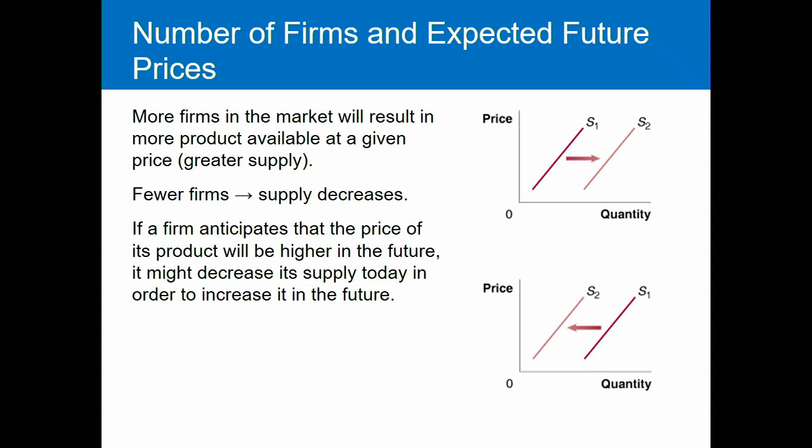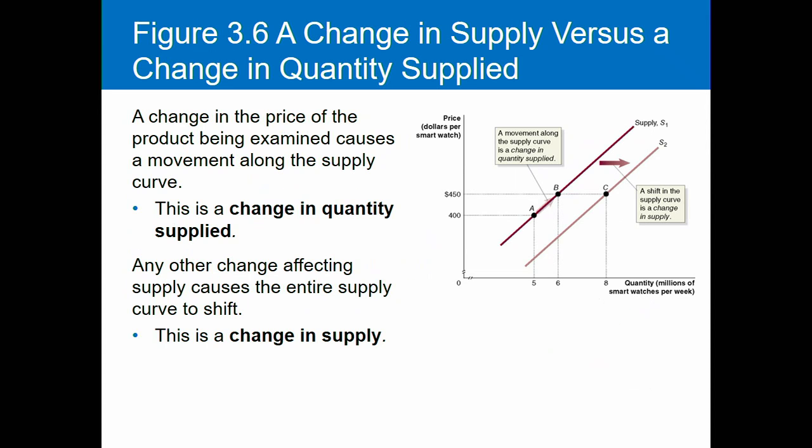Now, if the firm anticipates that the price of the product is going to be higher in the future for some reason, maybe they've done market research, maybe they know there's going to be some change, but it hasn't happened yet. It might decrease its supply today. So they'll produce the goods, but they'll keep some on hand, waiting for the price to rise. Now it's going to shift the supply curve to the left. Again, because they know they can make more money if they save those for the future. They'll produce them and then wait a little bit and then put them on the market later when the price is higher.